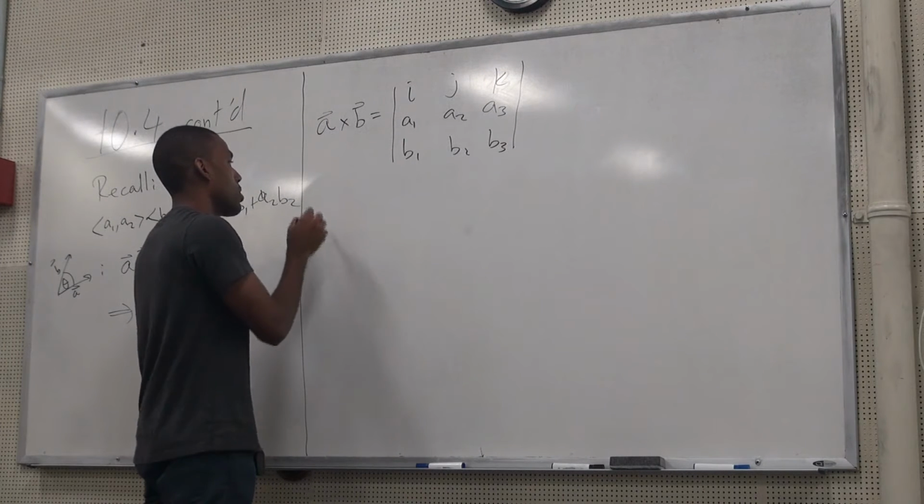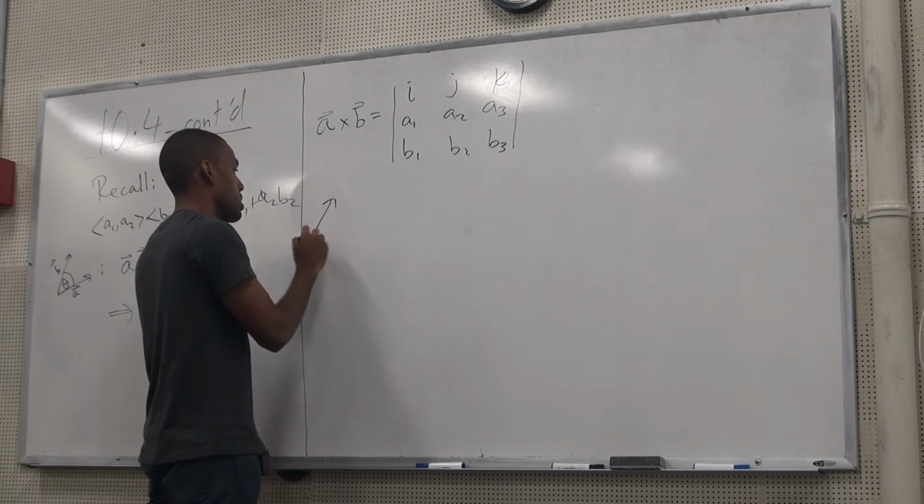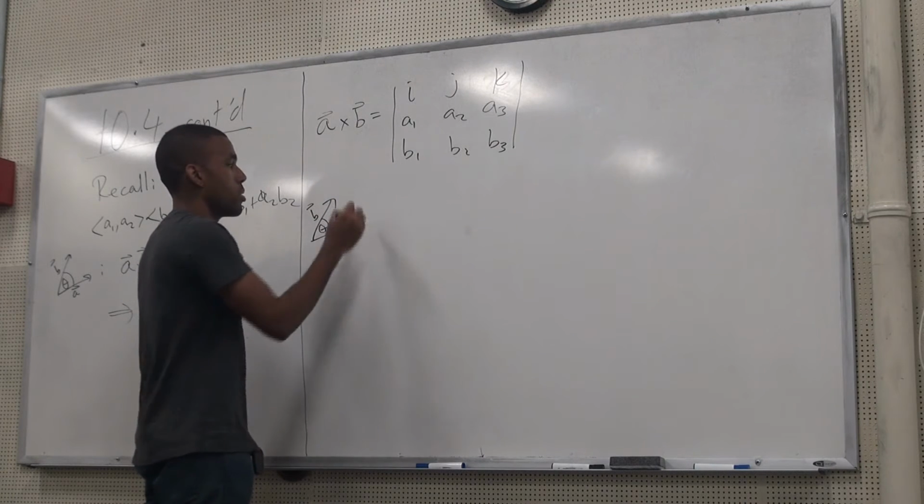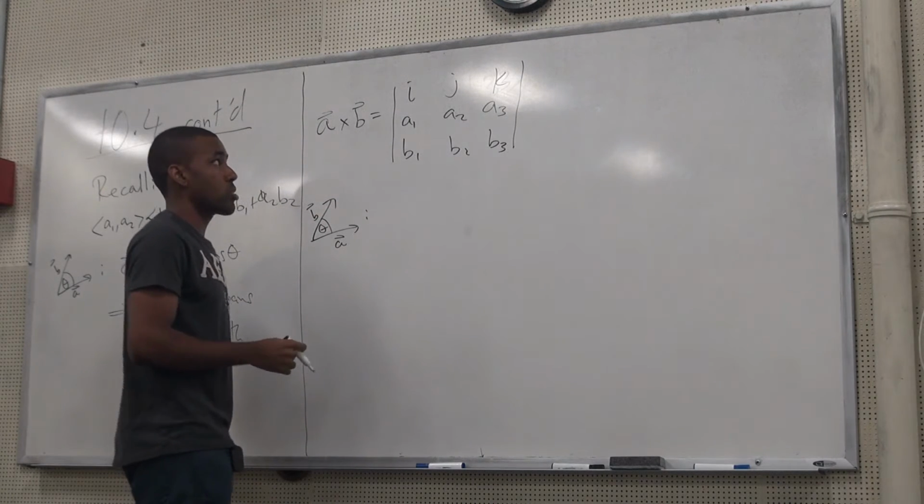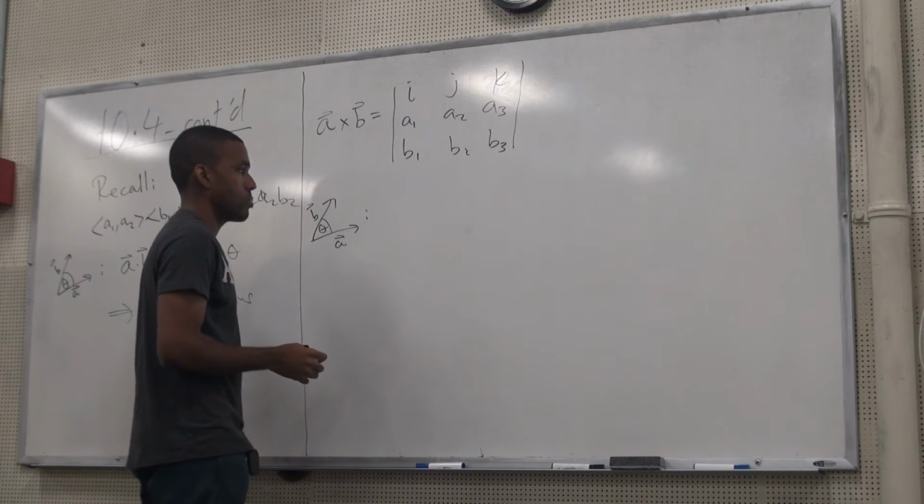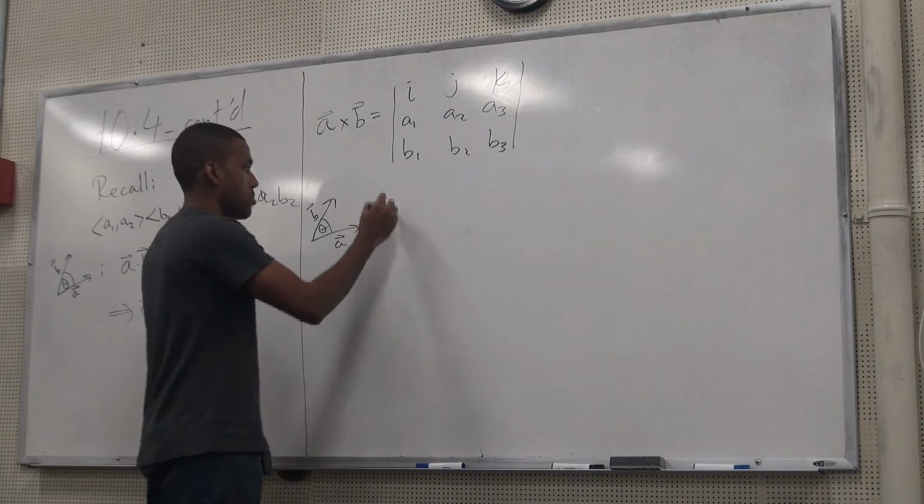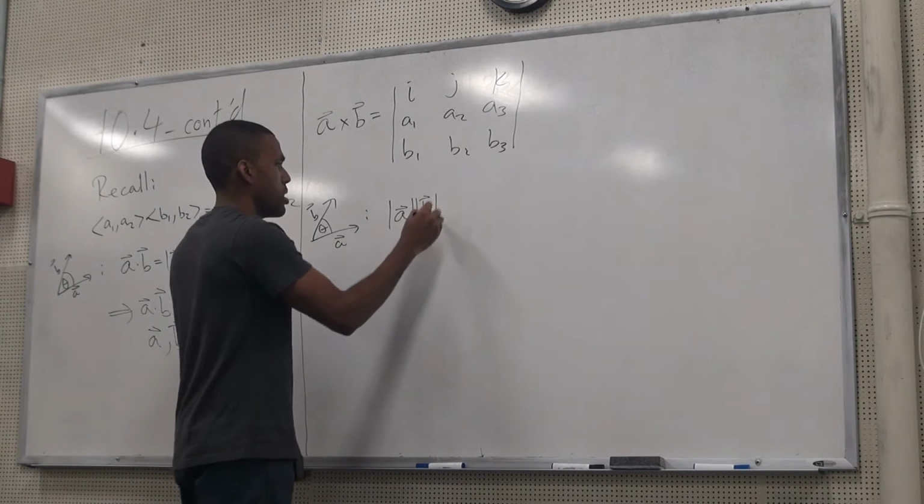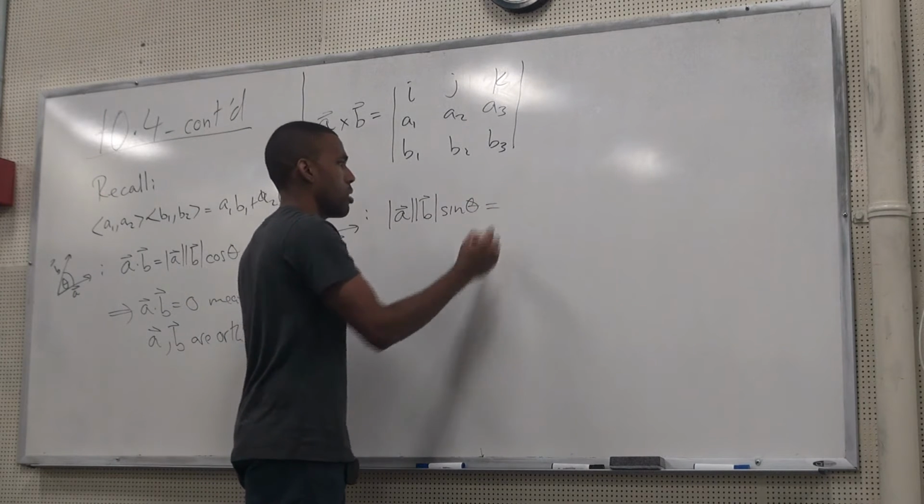Okay, so if I know this is A, this is B, and the angle between them, what formula do I know with the cross product? Magnitude of A times magnitude of B times sine of theta gives us what?